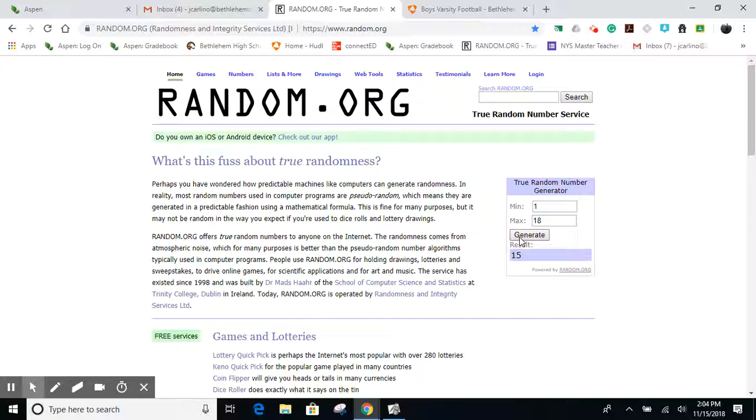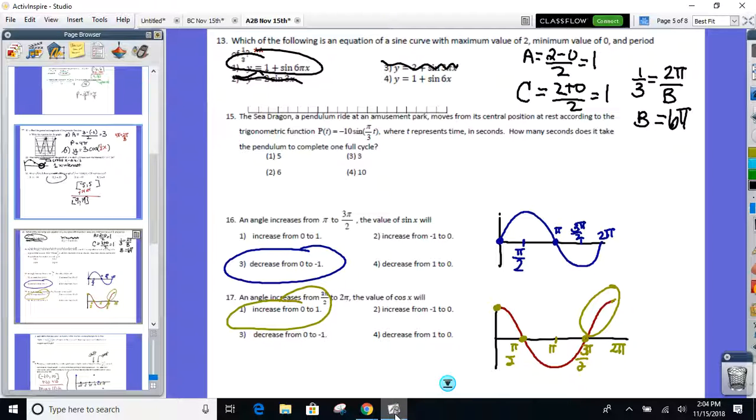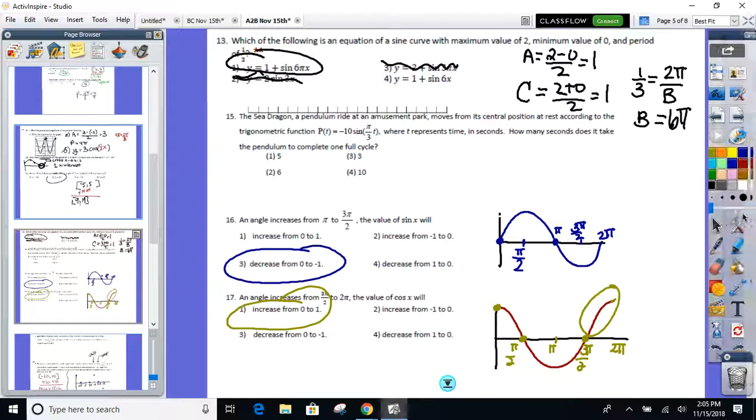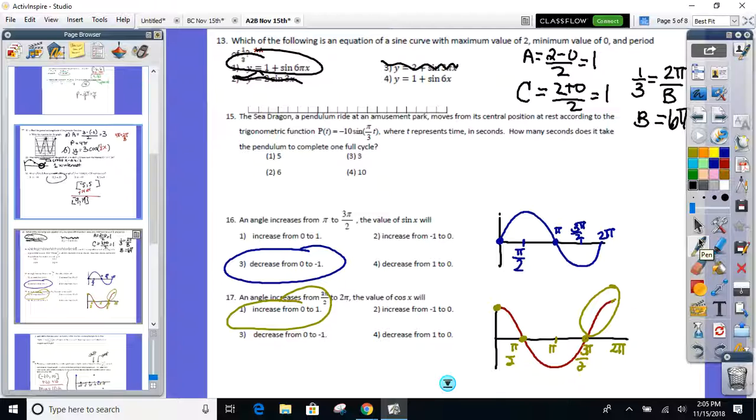15. Sea Dragon. By the way, if you guys want to know, anybody been in the amusement park, the boat, pirate ship that goes, Sea Dragon right here. Okay? Never knew it went the old sine curve, huh? But it does.